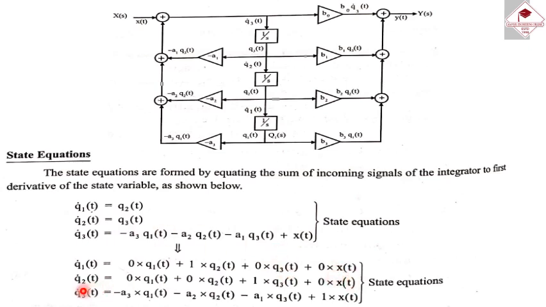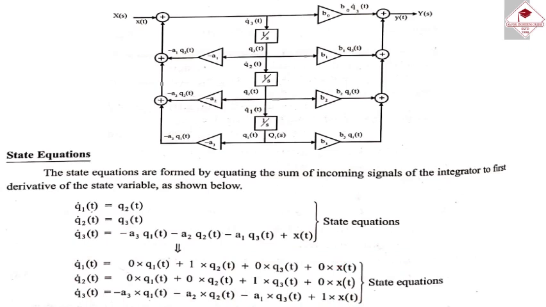In the same way, q2 dot of t is written as 0 times q1(t), 0 times q2(t), but q3 is there, so that is 1 times q3(t). Then 0 times x(t), which means no x(t) part is there in this equation. Similarly, q3 dot of t is minus a3 q1(t) minus a2 q2(t) minus a1 q3(t) plus 1 times x(t). So this forms the state equation.